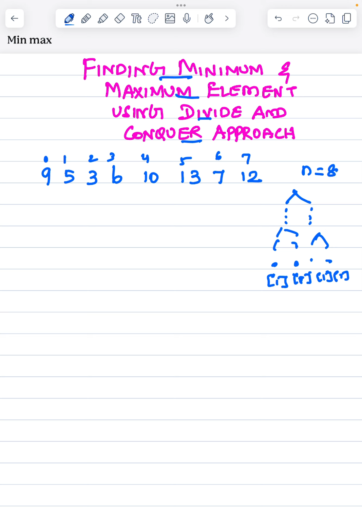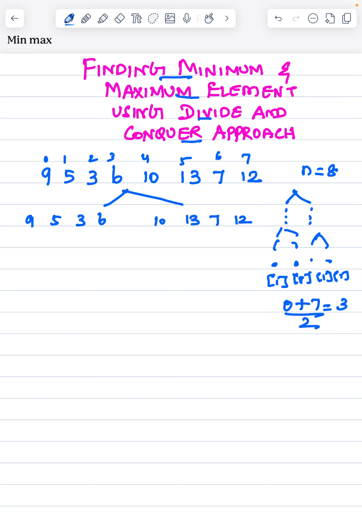So what is the divide and conquer approach? You have to divide the given input into two halves, right? So for that I need to find the median. Finding the median is the lower bound plus upper bound divided by 2, which is (0 + 7) / 2. That will give you 3, right? So just divide into two halves: 9, 5, 3, 6 and 10, 13, 7, 12.